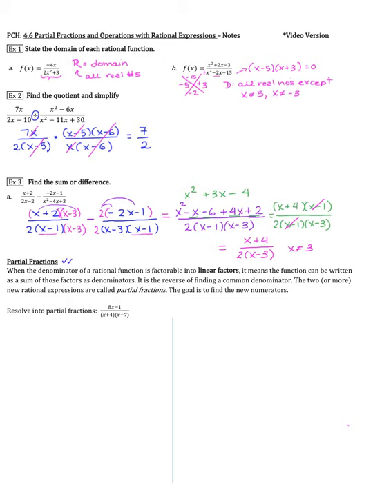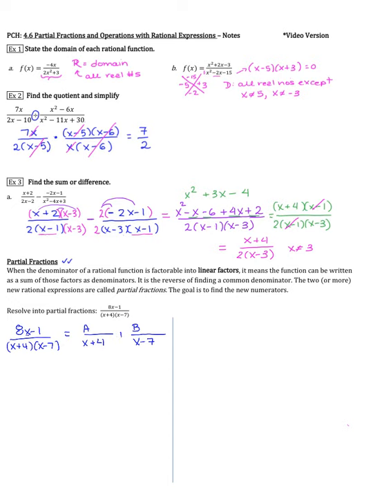All right, so we're taking this fraction, 8x minus 1 over x plus 4 times x minus 7. And we want to break it up into two fractions. So I know that one of the denominators will be x plus 4. One of the denominators will be x minus 7. I do not know what my new numerator will end up being.